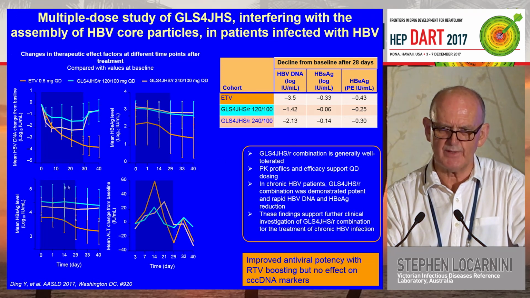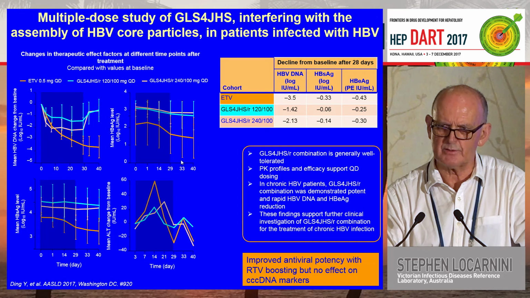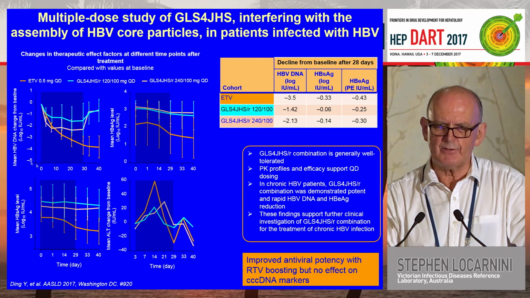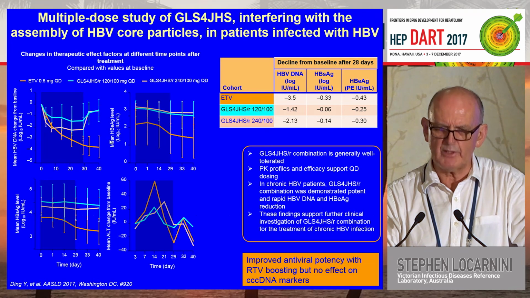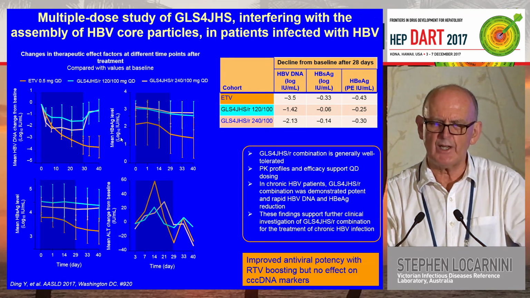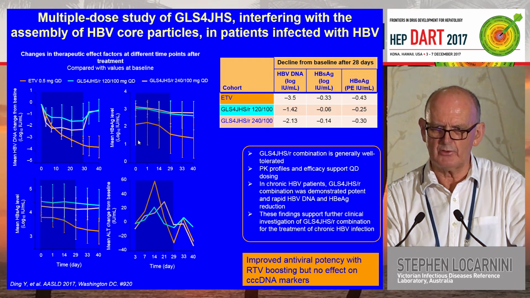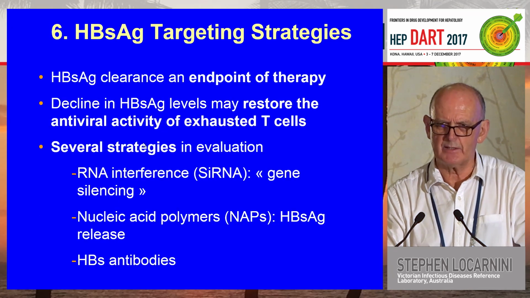The surface antigen effects are zero, unfortunately, so they've been unable to show any impact on the circulating surface antigen, and likewise circulating E antigen. So even though they were able to show a DNA effect, I think the effect on the minichromosome and the multiple pathways of re-entry seems not to have been achieved at the doses so far studied.